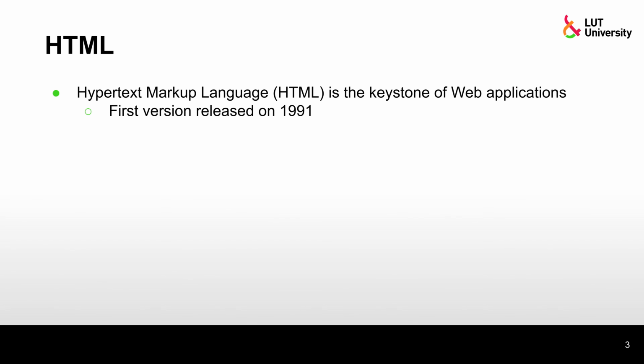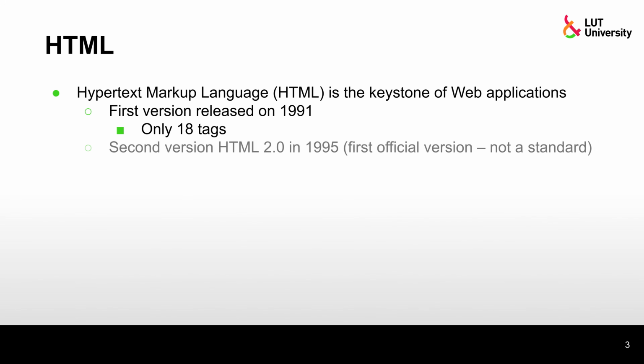The first version was released in 1991. It had only 18 tags. We will cover the concept of tags later on. Second version, HTML 2.0, released in 1995, and it was the first official version, but not a standard.